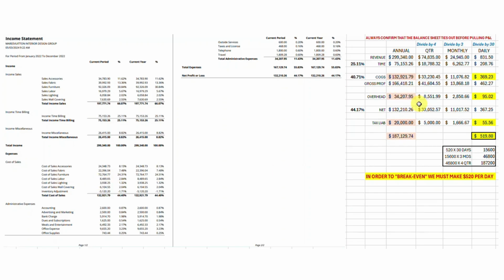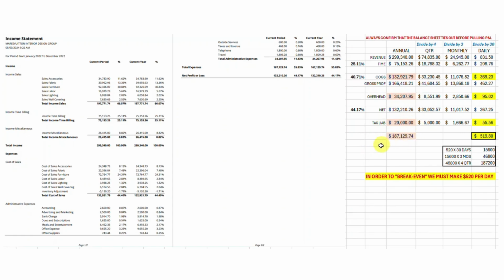Okay, then we take into account overhead. Overhead is your cost to do business. It would be everything that is required to stay afloat, stay open. So that would be your rent, payroll, postage, things like that. Rent, all the things, whether you had 100 clients or one. Okay, that's what it costs to do business. So that leaves us with a net profitability of 132,000.